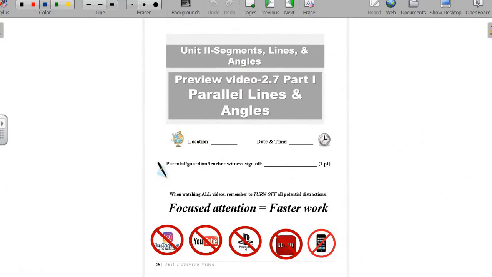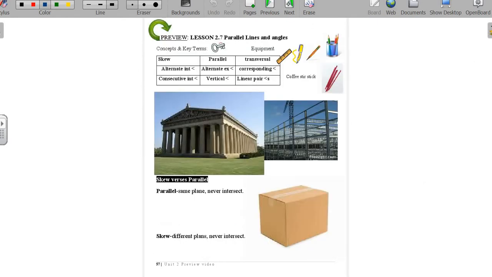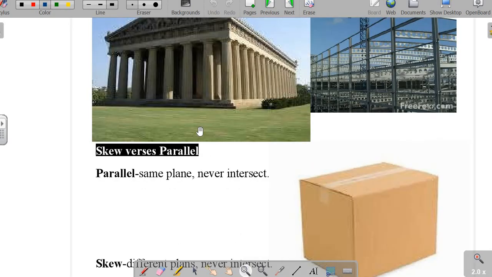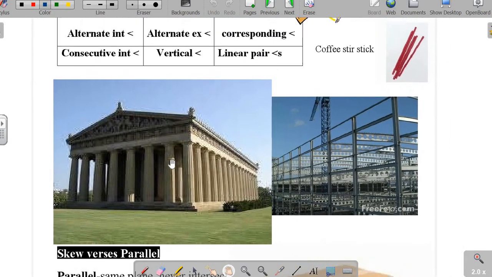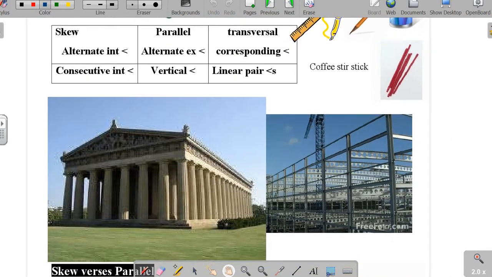Taking a look here, don't forget your date, time, location, and a parental sign-off. We're going to be looking specifically at parallel lines. Key words here: skew, alternate interior, alternate exterior, corresponding, consecutive interior, vertical angles, a linear pair.